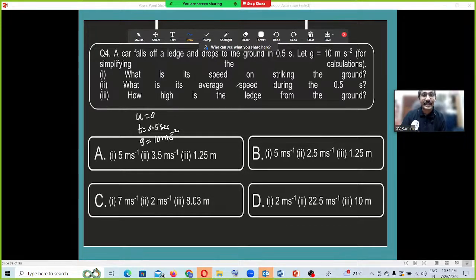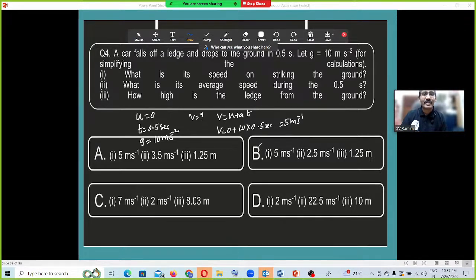Now, what is its speed on striking the ground? So this is the required data. What is the formula? v is equal to u plus at. So v is equal to 0 plus a, the acceleration due to gravity, 10, into the t value 0.5 seconds, which is 5 meters per second, the v value. Either A or B are the right options, but there are still more questions.